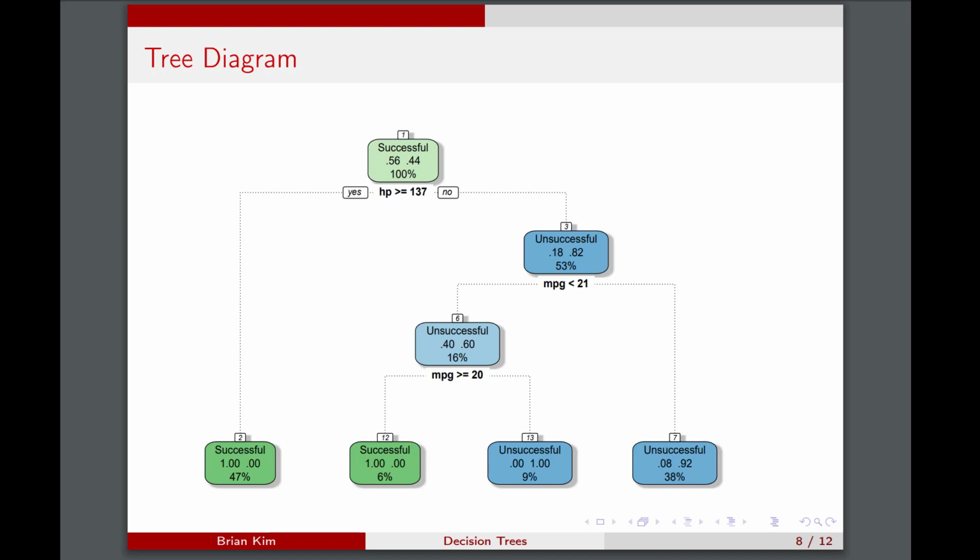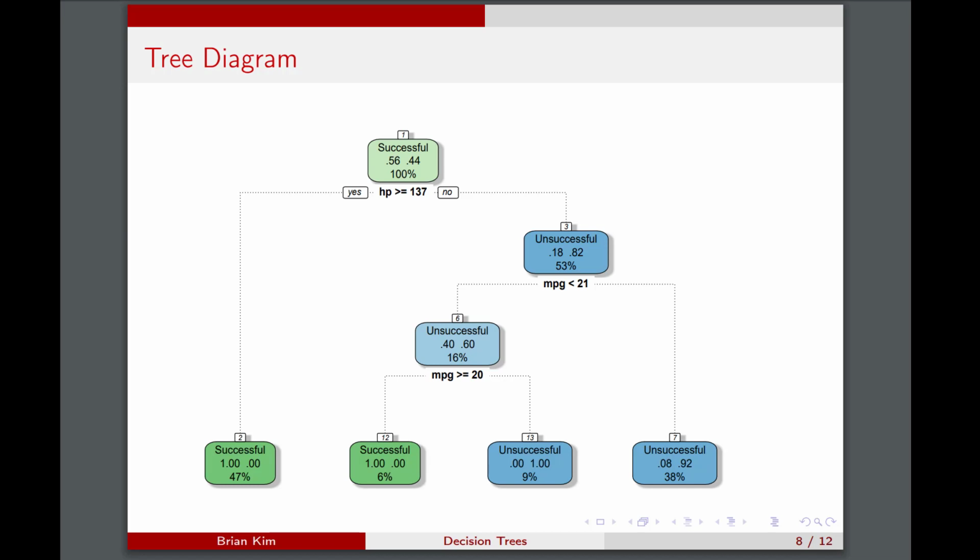And so it just keeps on going until it gets close to these bottom 3 nodes that we see, 2, 12, and 13, where it's 100% successful, 100% successful, and 100% unsuccessful. Now, what we also see is that that last one is unsuccessful, but it's not 100% unsuccessful. It's only 92%. And this is what we're talking about in terms of stopping criteria.